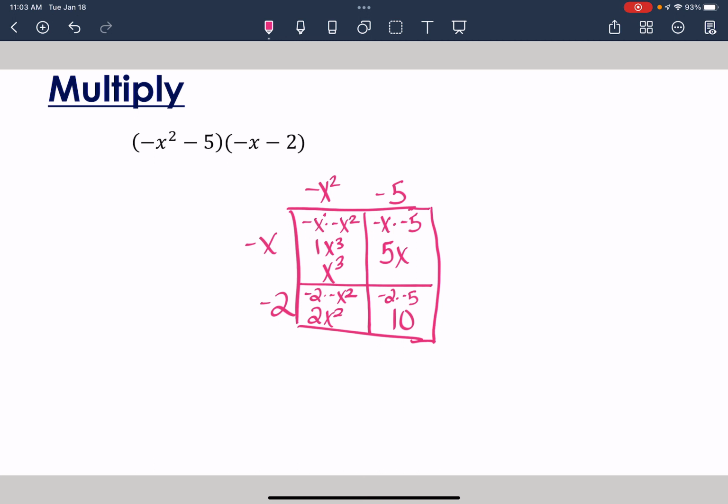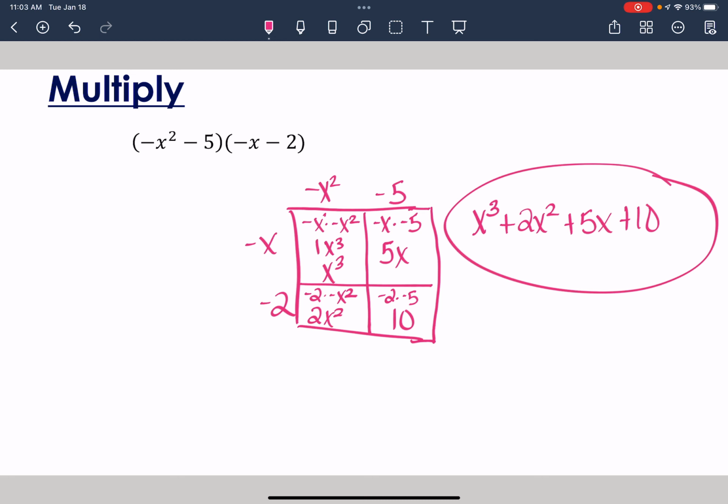And then, let's see, we don't have any like terms on this one, so I'm just going to write out all my terms. So I have x cubed plus 2x squared plus 5x plus 10. And that is your answer.